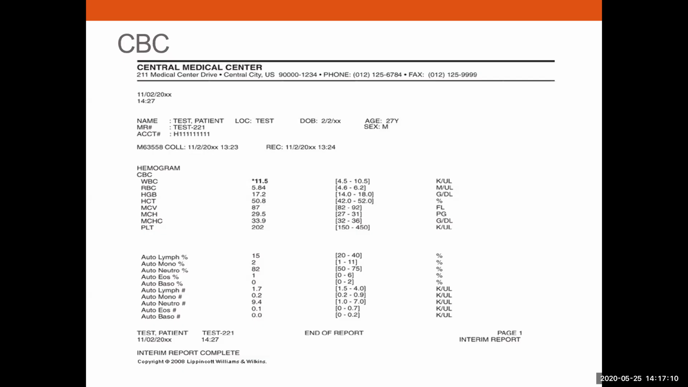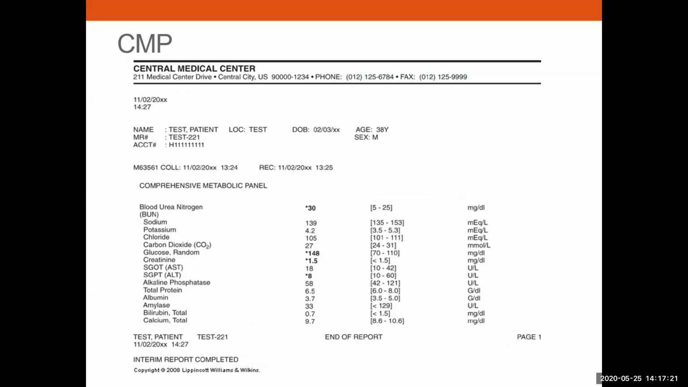And then below that would be what we call the differential part, where it's giving us the lymphocytes and monocytes. And then we can tell if that person's immune system is responsive. The CMP, the comprehensive metabolic panel, versus the BMP, the basic metabolic panel. We should have more diagnostic tests in here than just sodium and potassium. This one will also have carbon dioxide.